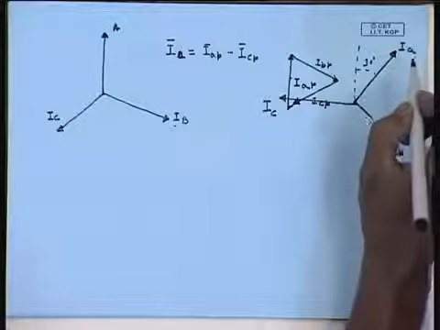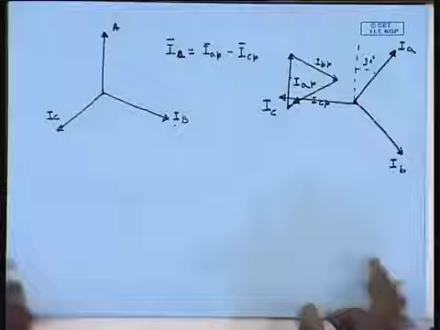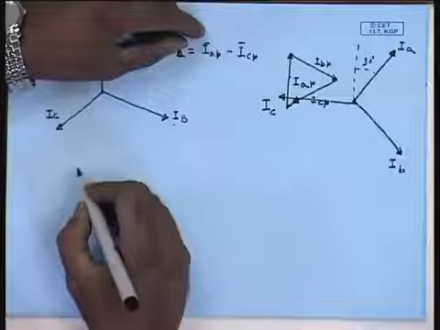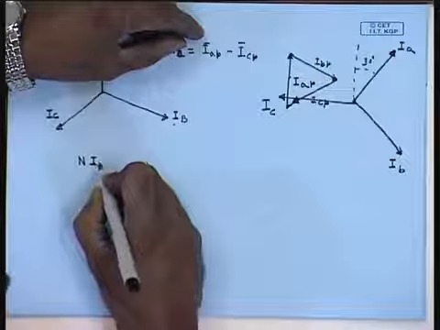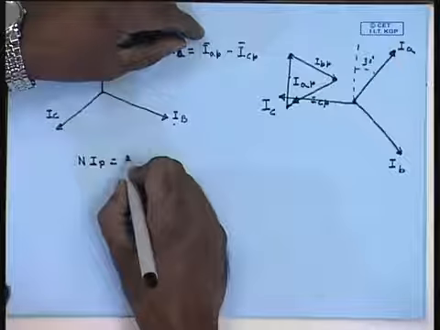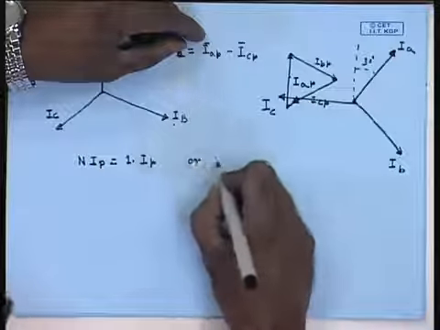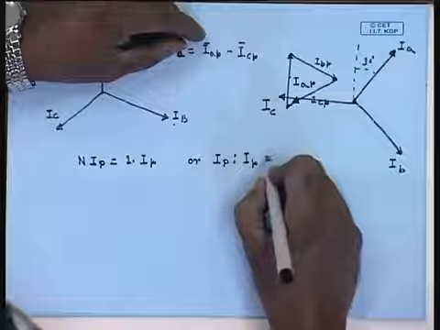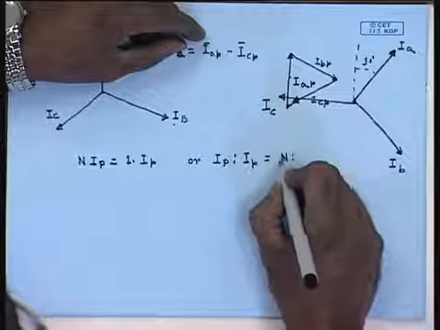What will be the ratios? Again, if we assume individual transformers to be ideal, then we know n times I capital P equal to 1 times I small p, or I capital P is to I small p equal to 1 is to n.